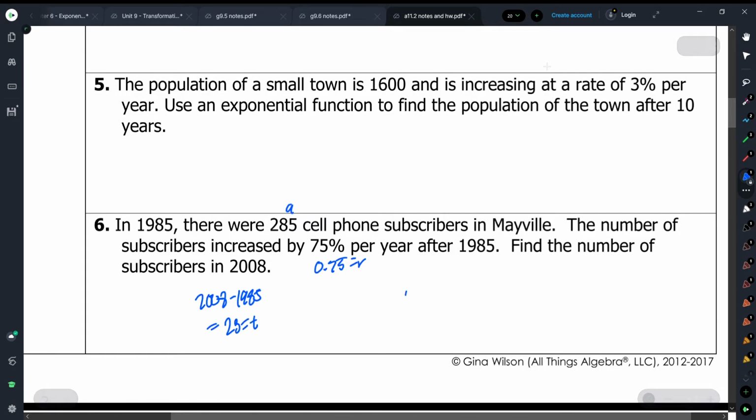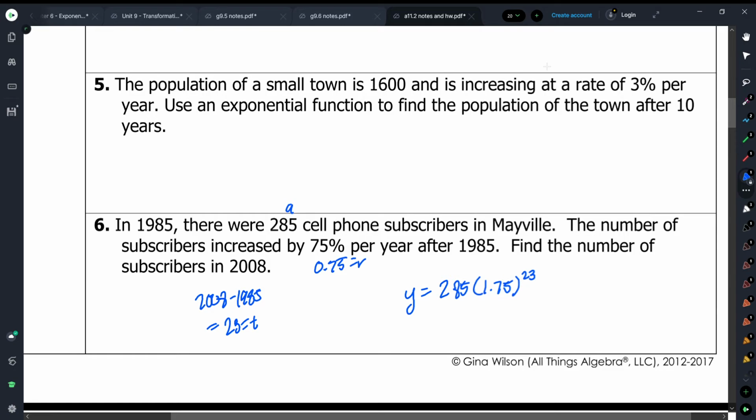So my equation is y equals 285 times 1 plus the 0.75, so 1.75 raised to the 23rd power. So 285 times 1.75 raised to the 23rd power. Well, I figured this would be a big number because in 2008 there were quite many more cell phone users than there were in 1985. And of course it is. It makes sense because you're increasing by a 75% rate.